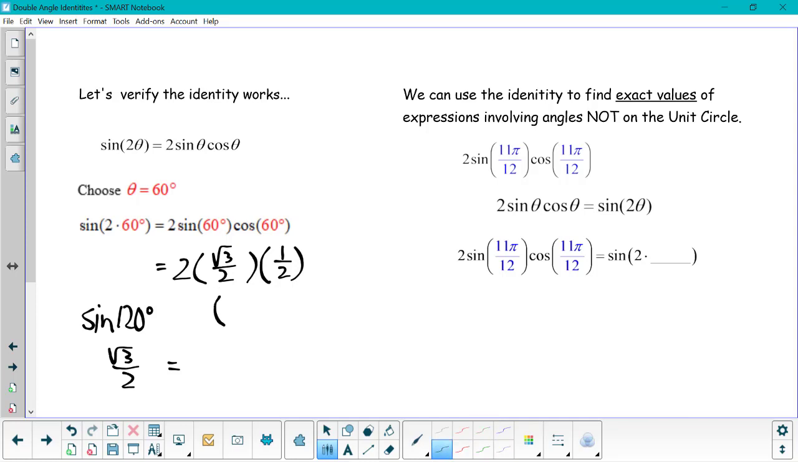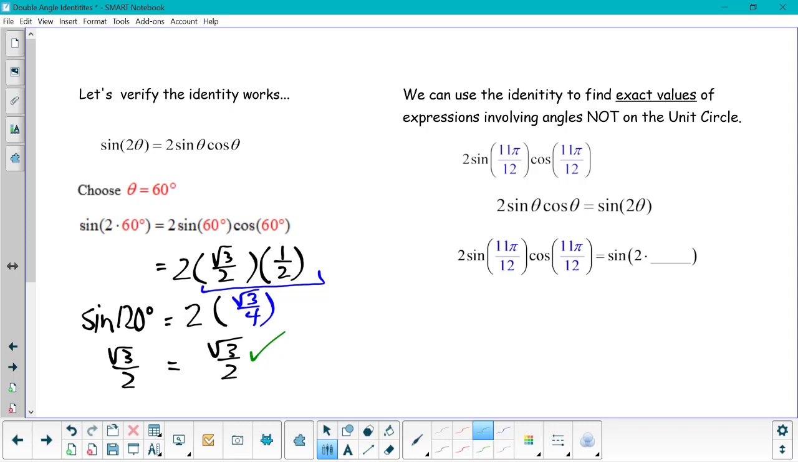it doesn't matter how you multiply them. Let's say we multiply these two first. It makes no difference the order you multiply in. So I end up with square root of 3 over 4. Multiply across the top and across the bottom, and then I double that. Then I end up with square root of 3 over 2. So I can see that it does work for 60 degrees, and it will work for every angle.